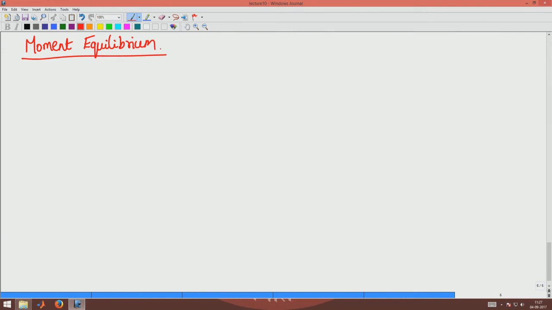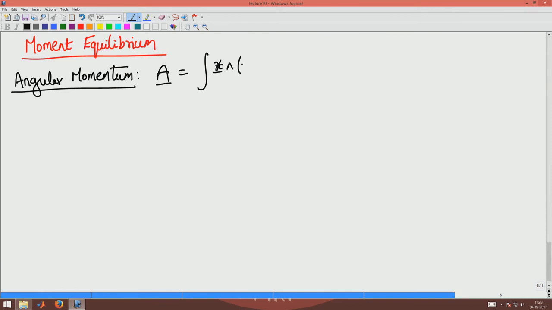Equilibrium. What does this state? For this I have to find what angular momentum is. I will define angular momentum. Angular momentum, let us say A, is defined as the integral of x cross v rho dV. But this, as usual, is mass.